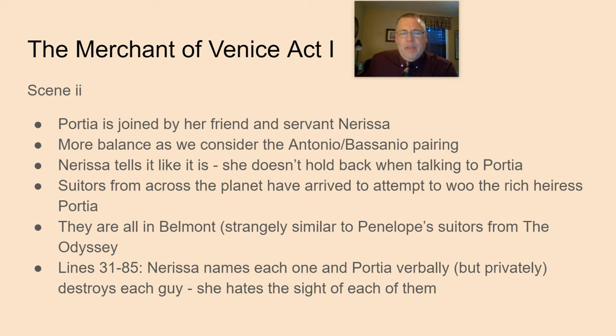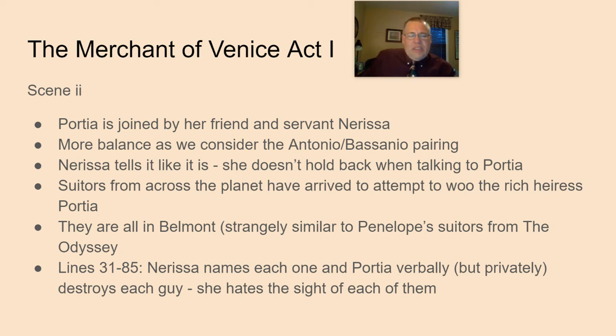right? Strangely similar to Penelope's suitors who have gathered at the house and they're waiting to win the hand of Penelope, right? Because to win the hand of Penelope in the Odyssey will give whoever marries her essentially the kingdom of Ithaca, right? So more similarities to other texts that we've probably seen.